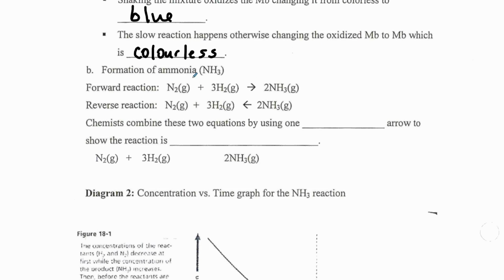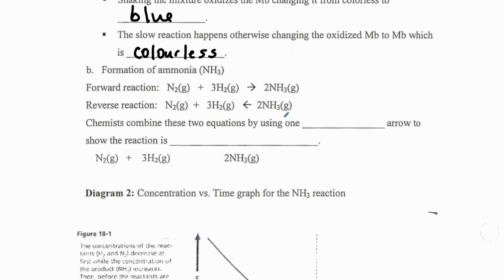So here's one, the formation of ammonia. You can see nitrogen gas plus hydrogen gas produces ammonia. And you can also work the other way. The ammonia can break down into hydrogen gas and nitrogen gas. And these two processes can be happening simultaneously. Once you get enough of the product built up, then you can start having that product also breaking down at the same time.